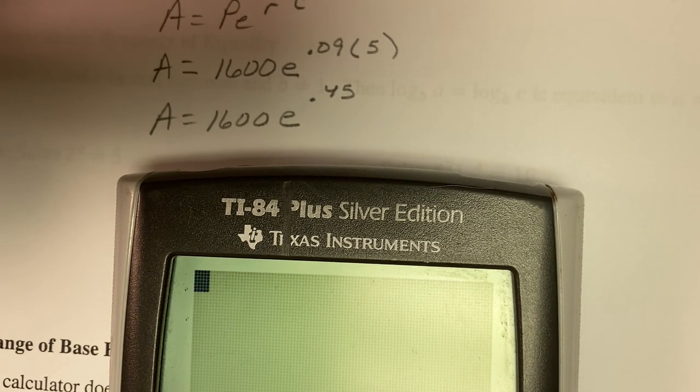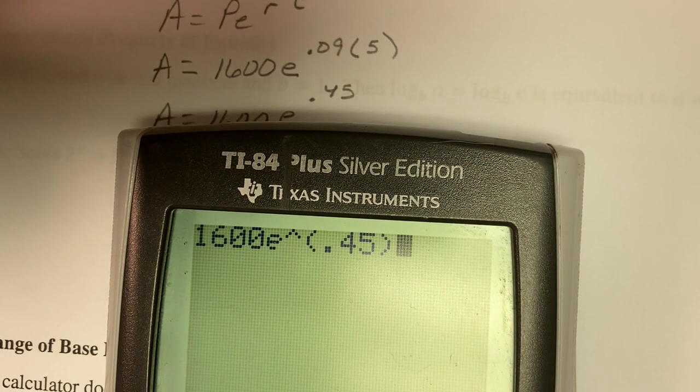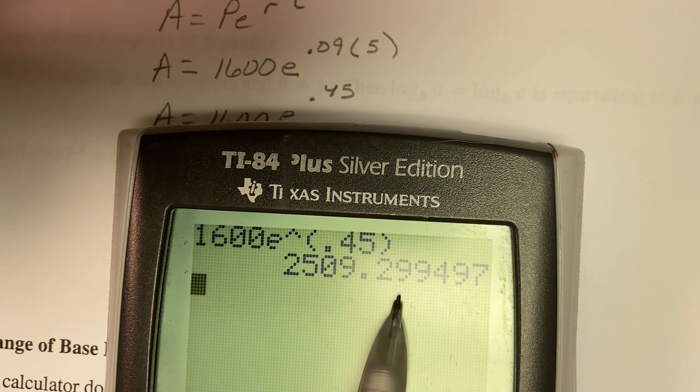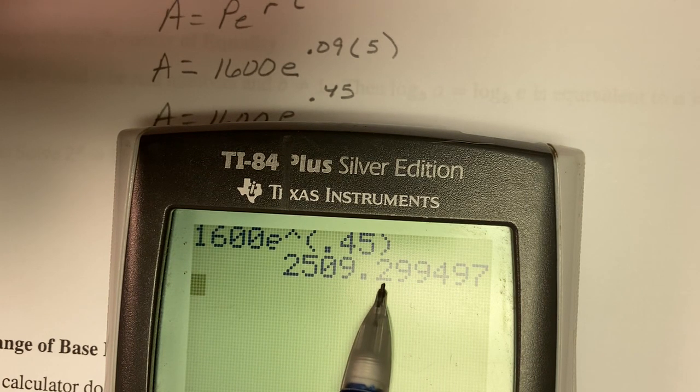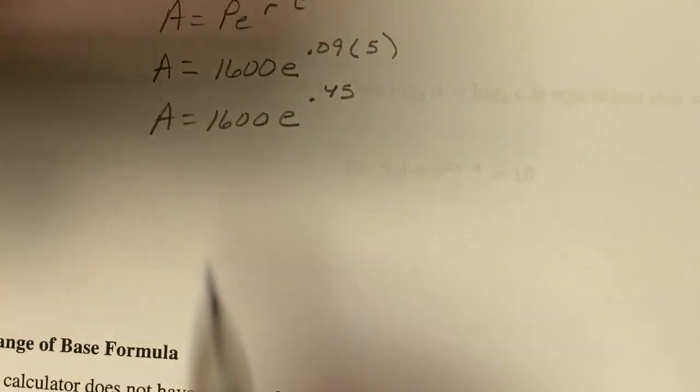Let's try that again. 1,600 e, so that's second ln, there's your e, and to the 0.45 power. So there you go. Now we're going to round it to the nearest cent. Well, this 9 due to this 29 cents makes it 30 cents. So $2,509.30.